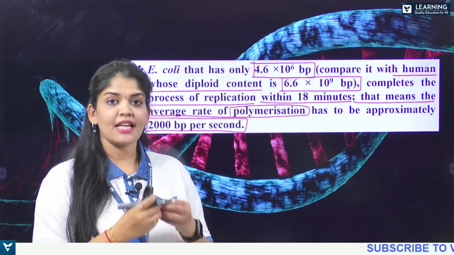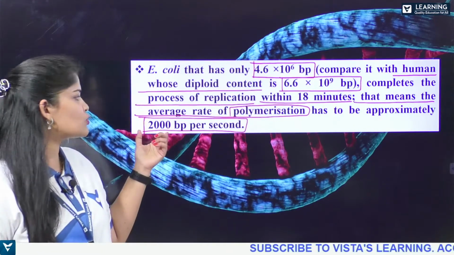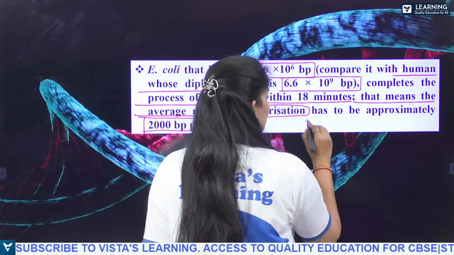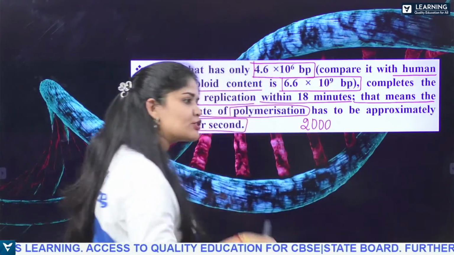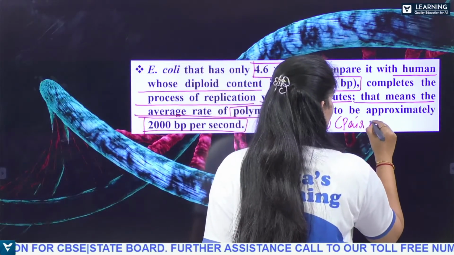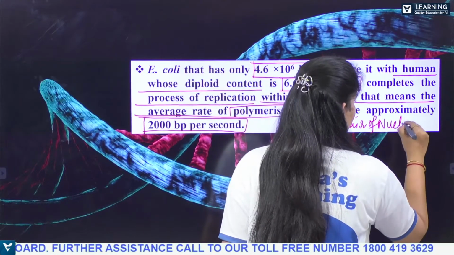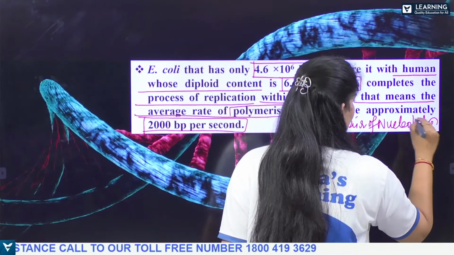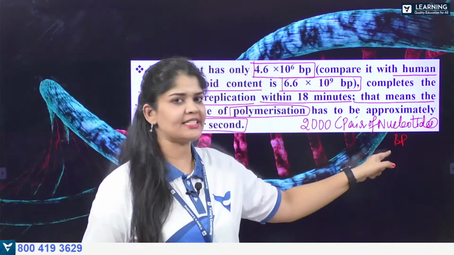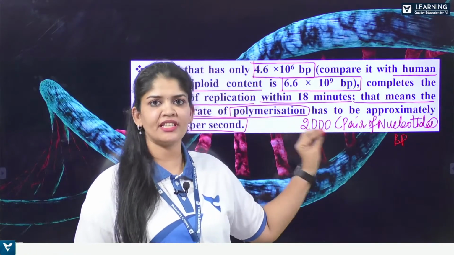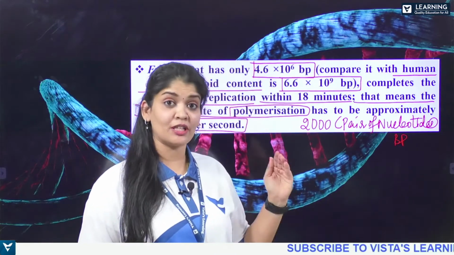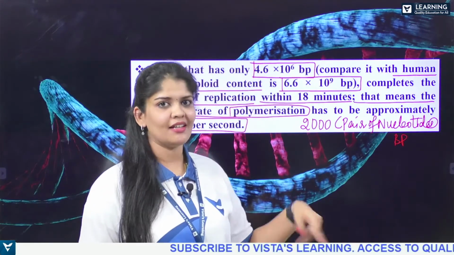The DNA polymerase has to attach 2000 base pairs per second. See, 2000 pairs of nucleotides. A pair of nucleotides is nothing but one base pair. Such 2000 base pairs per second. This is the speed at which the DNA polymerizes. That means addition of the nucleotides takes place by using the parent DNA as a template.